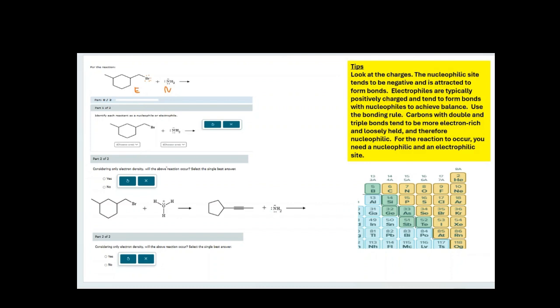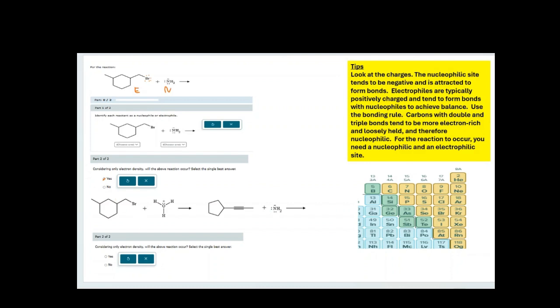And then for part two of this question, which ties into the last tip that I have, for a reaction to occur, you need both a nucleophilic and an electrophilic site. Because in this instance we have an electrophilic site and a nucleophilic site, we can say, yes, this reaction can occur. Now, let's look at ones where they won't occur.